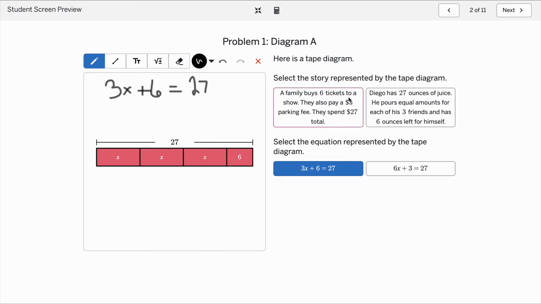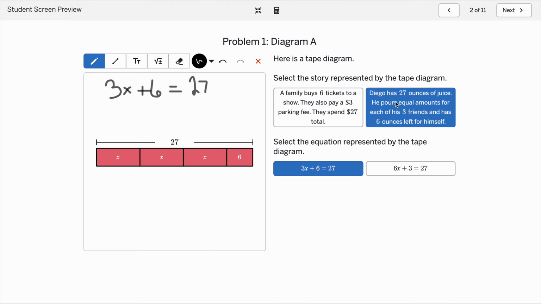A family buys 6 tickets to a show. They also pay a $3 parking fee. They spend $27 total. That one I automatically know is wrong because the 6 shows that has the unknown attached to it. I don't know how much these tickets were, and there's 6 unknown prices, which means that would be representing this equation right here, so I know that that's incorrect.